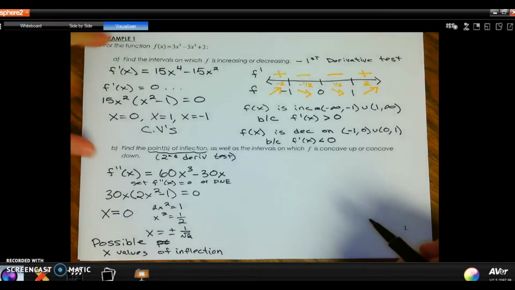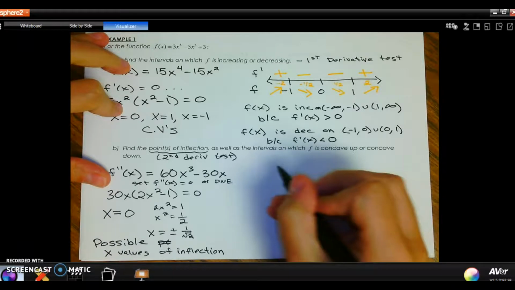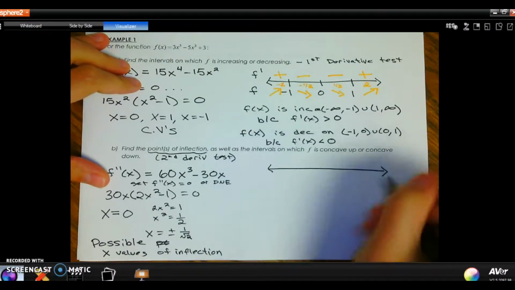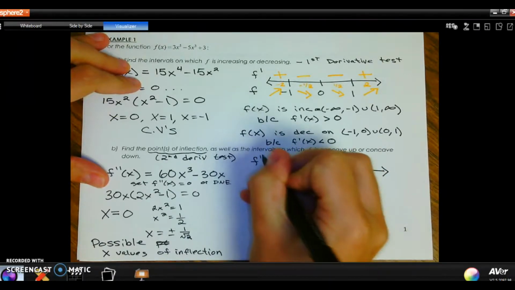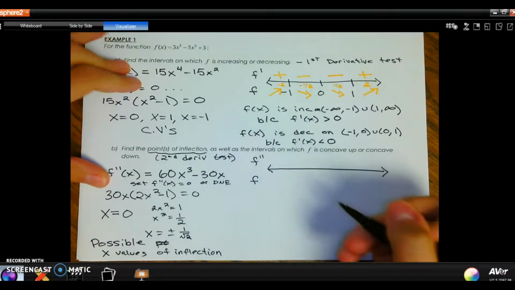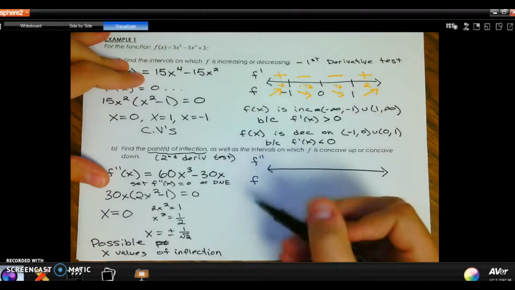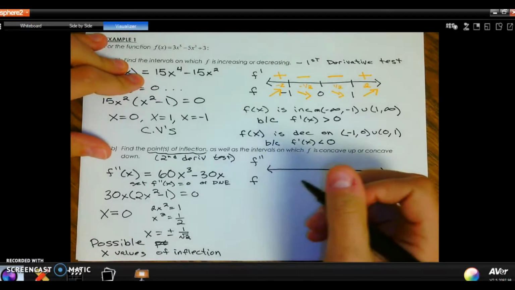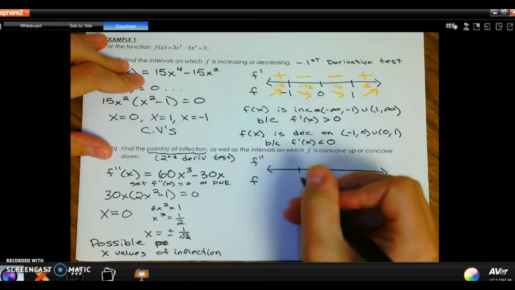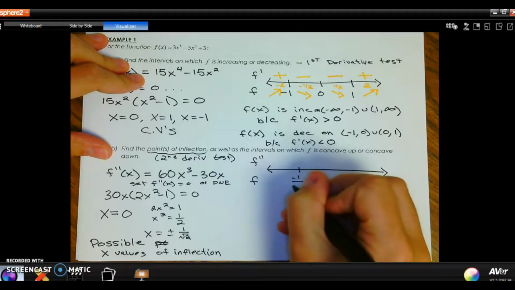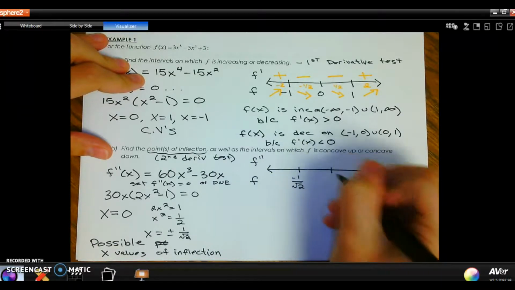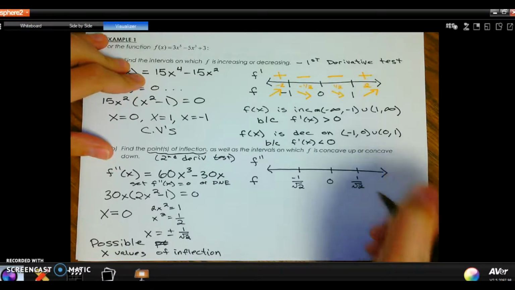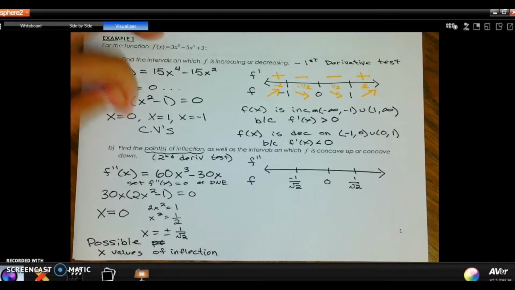And now I'm going to do a sign chart. I do the sign chart very similar. And this time I'm going to label this f double prime, and I want to know what it tells me about the original. That's why I'm very particular, and I always make sure I label so that I pay attention to what I'm doing. And I put those possible x values of inflection on there. So I have negative 1 over square root of 2 and 0 and positive 1 over square root of 2, right on my sign chart.